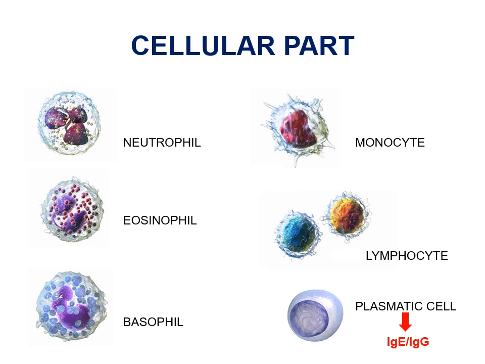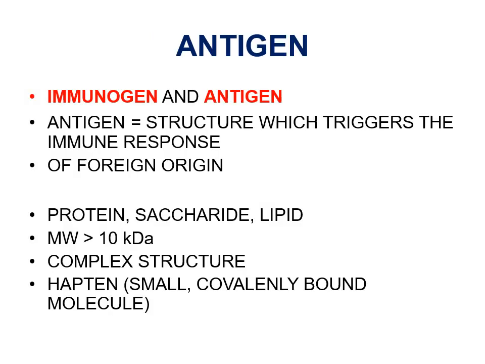Cellular part: we already talked about neutrophils, eosinophils, basophils, monocytes, lymphocytes, and plasmatic cells. So those three we already talked about. Monocytes we mentioned, and the others are going to be the subject of today's lecture.